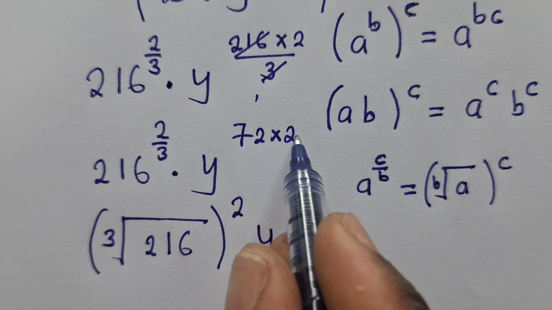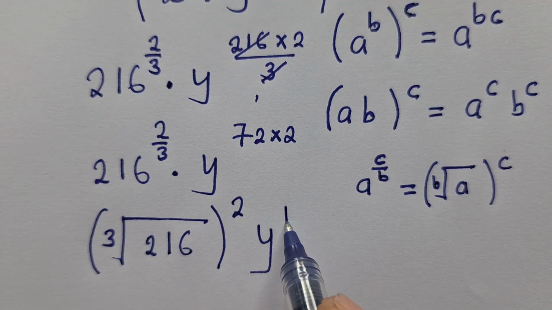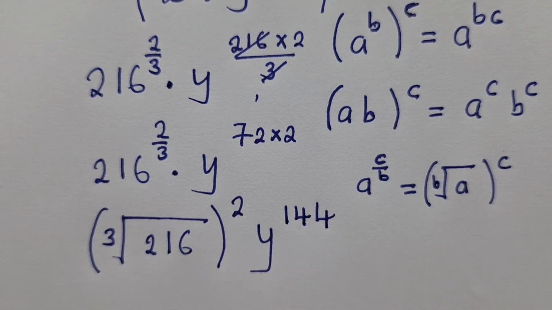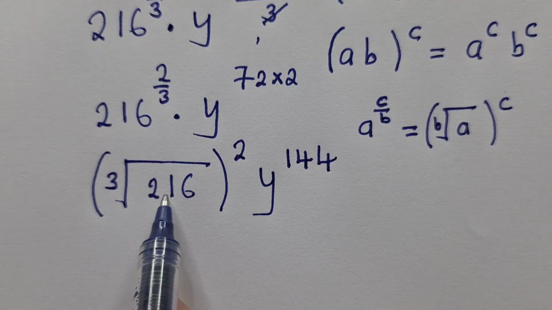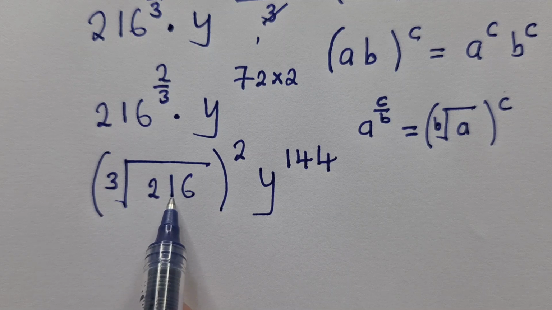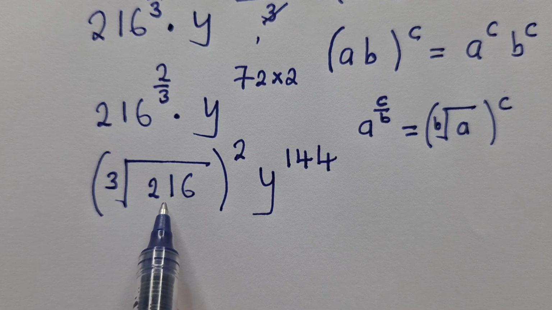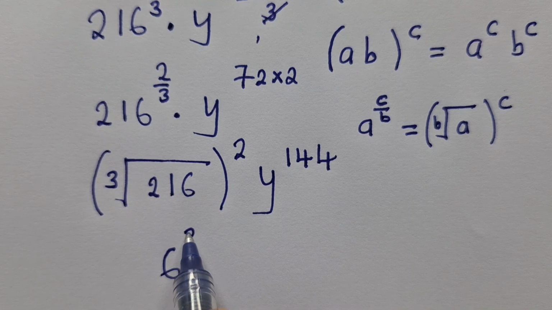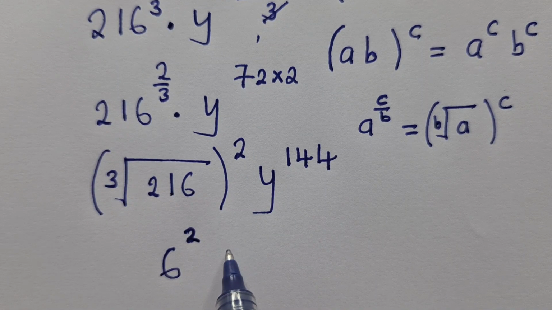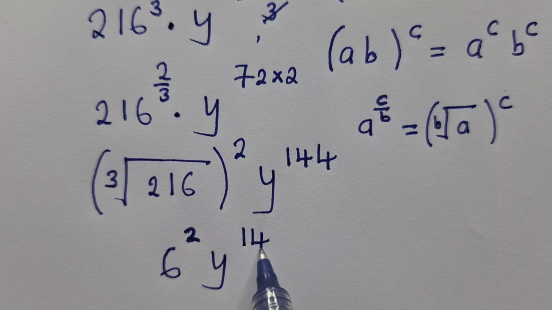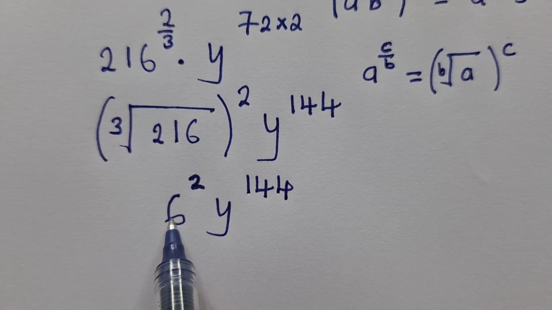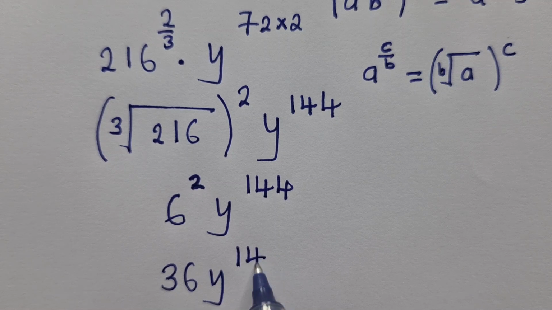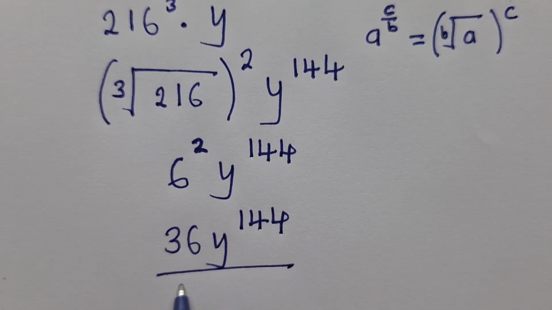Y, when you multiply these two, we're getting a 144. So we're still simplifying. What is a cube root of 216? A number such that when it multiplies by itself 3 times, it gives us 216. And that will be a 6 power 2. Let's not forget a power 2 there. Y 144 here. And then here it will give us a 36 y power 144. So this is how you get to simplify this one.